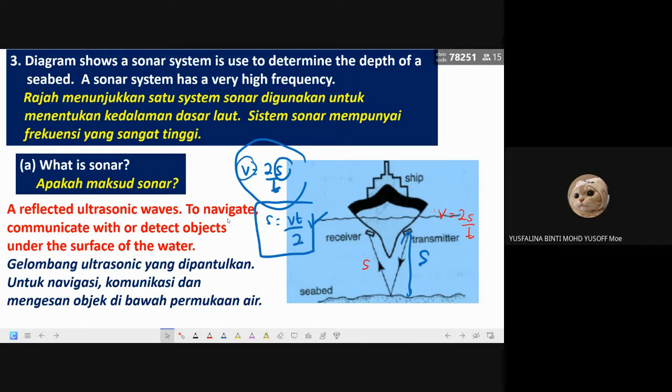So this is the sonar. What does it mean by sonar? Sonar is the reflected sonic wave. It's used to navigate, communicate, or detect objects under the surface of the water.